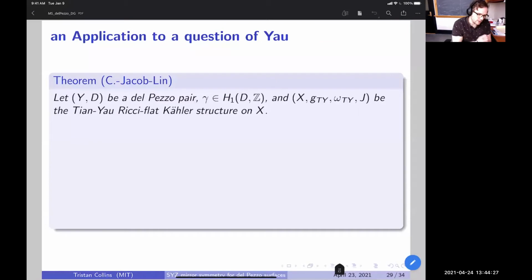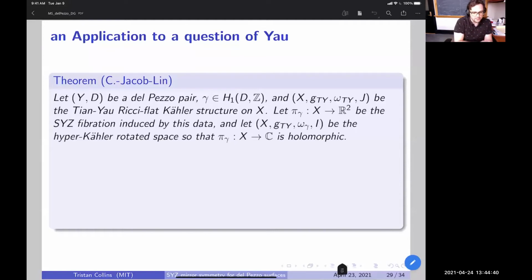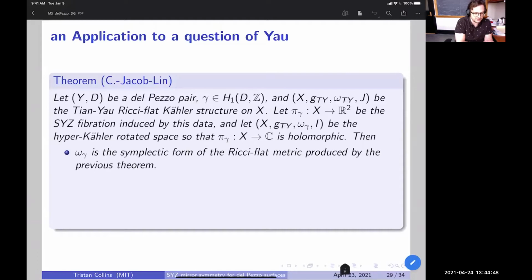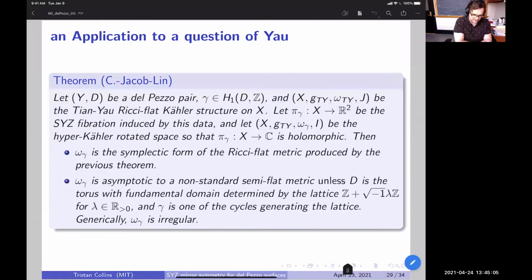So this actually allows us to answer this question of Yau that I mentioned before. If you take a del Pezzo surface and any closed loop in this elliptic curve at infinity, and then you produce this special Lagrangian fibration and hyperkähler rotate so that it becomes holomorphic, then we can identify the symplectic structure. The symplectic structure is exactly one of these Calabi-Yau metrics asymptotic to a semi-flat metric. And in fact, it's essentially always non-standard unless you have the case where this divisor at infinity is the torus with a square fundamental domain. And generically, they're even irregular. That was somehow how we found these. One of the reasons we thought that we should look for these non-standard semi-flat metrics.